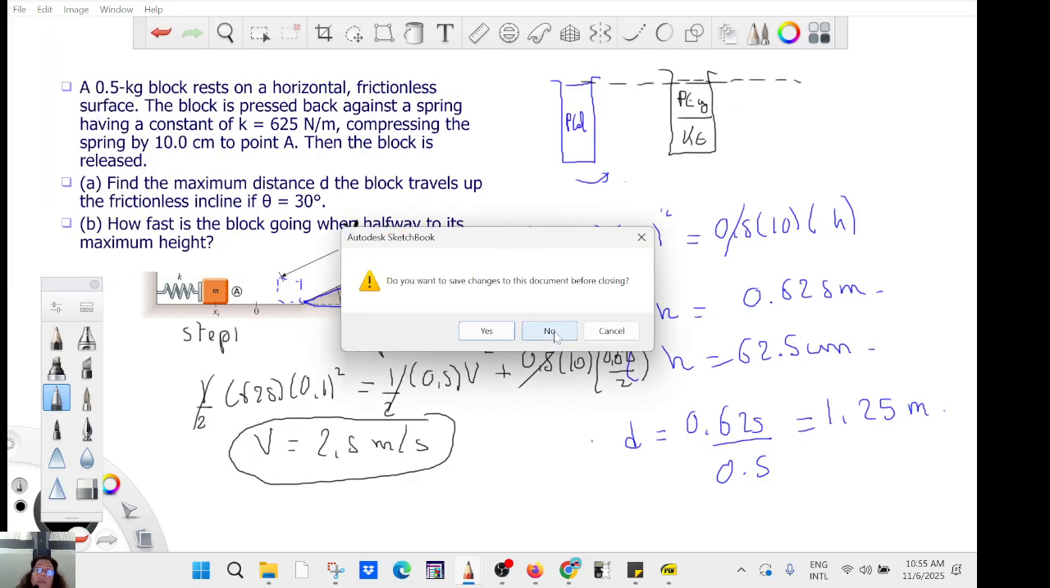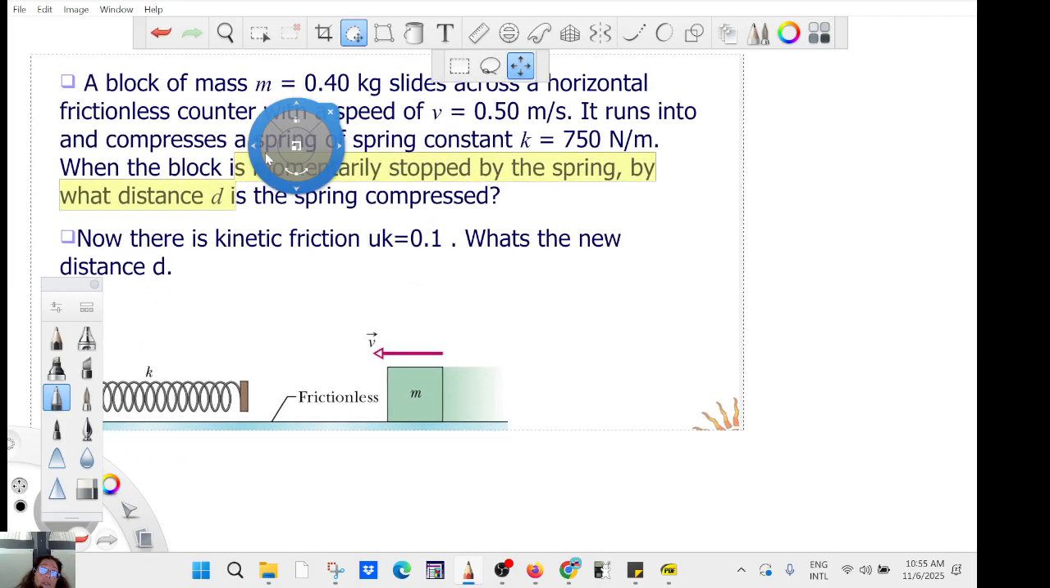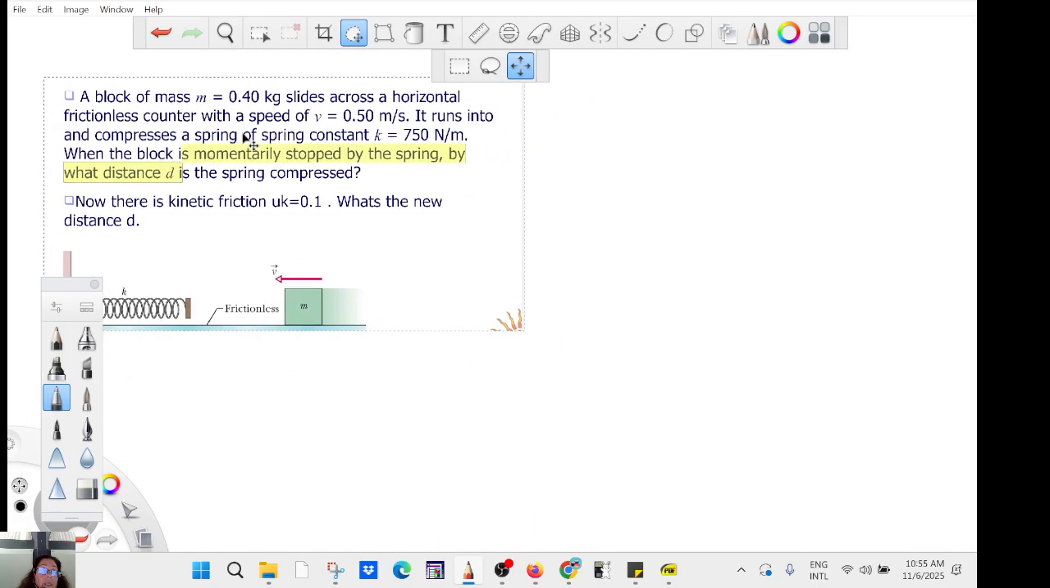By the way, it's going to be test number 3, so we are reviewing for test number 3.